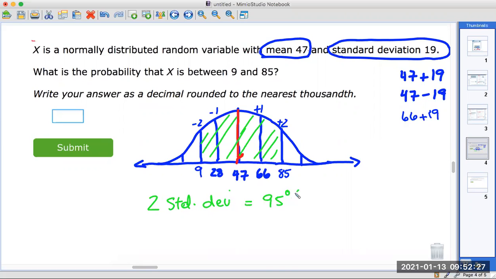And 95% is 0.95 in probability. So that would be your answer right here. And submit. Okay. And if you have an answer that's more than 2 decimals, you need to use up to 3. It says to the nearest thousandth.